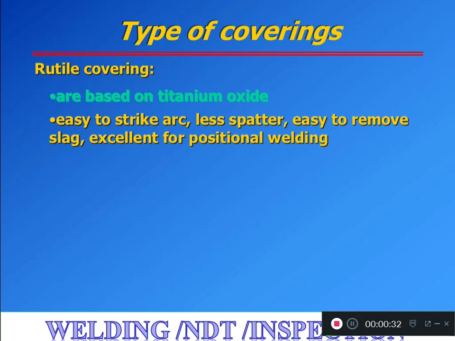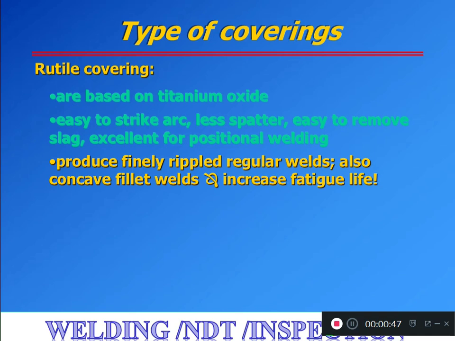Second is easy to strike arc, less spatter, easy to remove slag. Strike arc means arc strike, which can be a problem in an electrode. In the rutile electrode it is very easy, there is no problem striking the arc. Spatter is very less, and slag is easy to remove. Removing slag is very easy and it is excellent for positional welding. Any position you can do the welding.